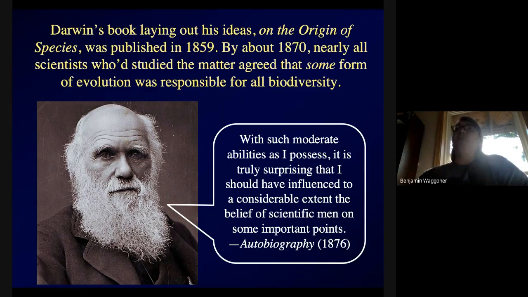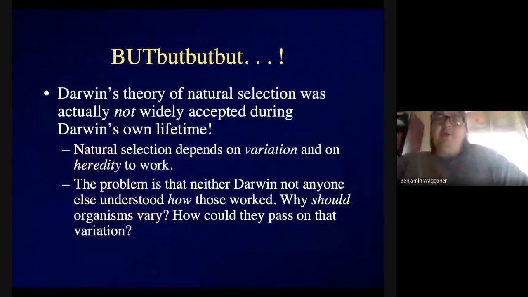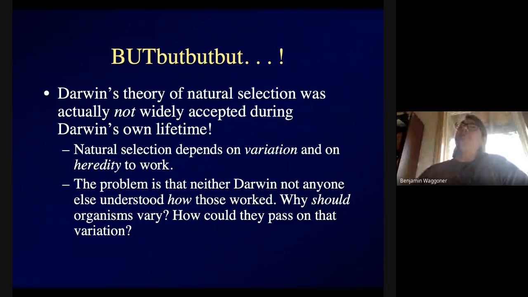That was pretty well settled by about 1870, but there was still a great deal of debate as to whether natural selection was what caused it. Natural selection was not that widely accepted within Darwin's own lifetime, and it had a couple of great big gaping holes. The big one is that for natural selection to work, you can boil down natural selection to three principles.